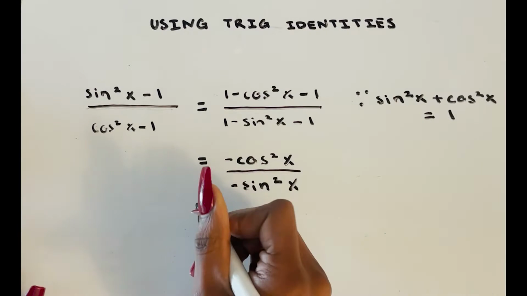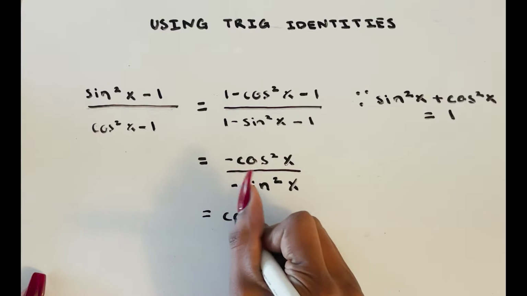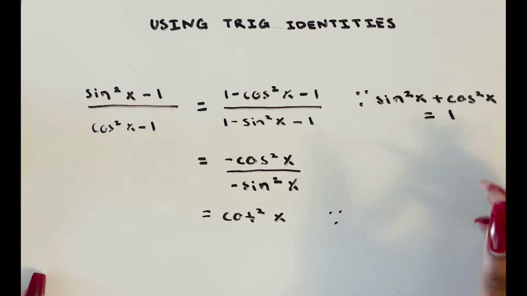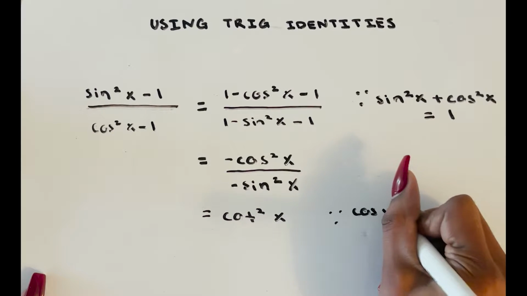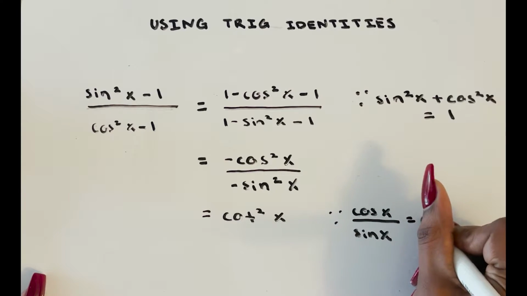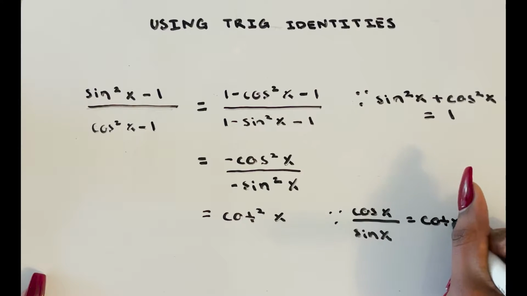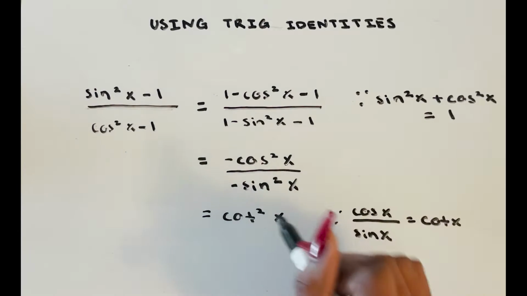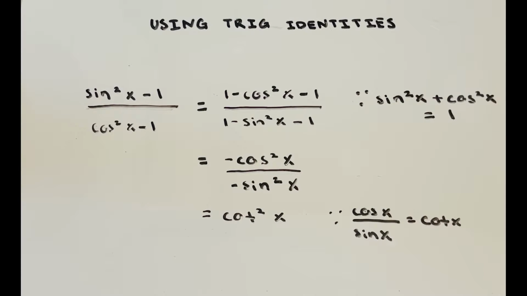For our final step, we'll simplify this expression down to cotangent squared of x. And that is by our trig identity, cosine of x over sine of x equals cotangent of x. We also had a negative factor in the numerator and a negative factor in the denominator, making our final expression positive. So in this example, we were able to find that sine squared of x minus 1 over cosine squared of x minus 1 is equal to cotangent squared of x.